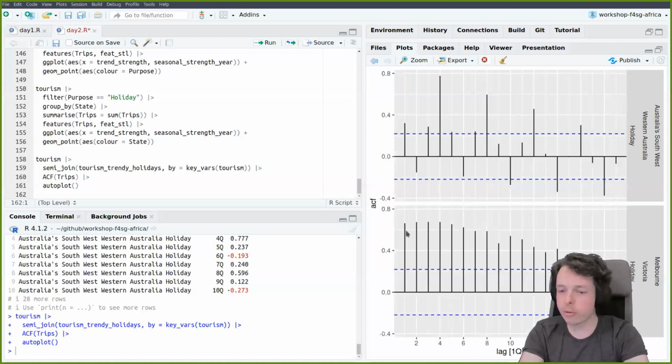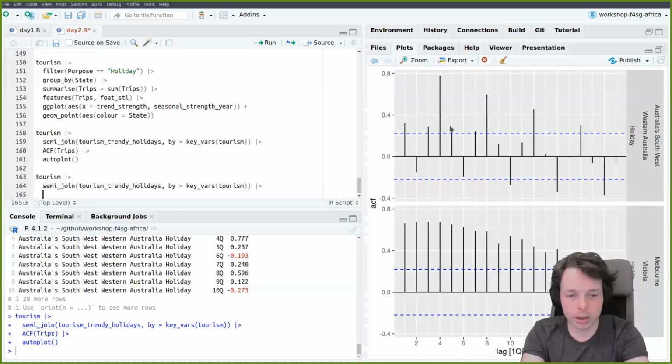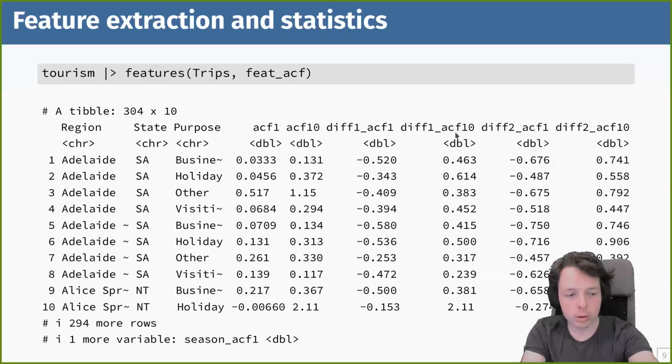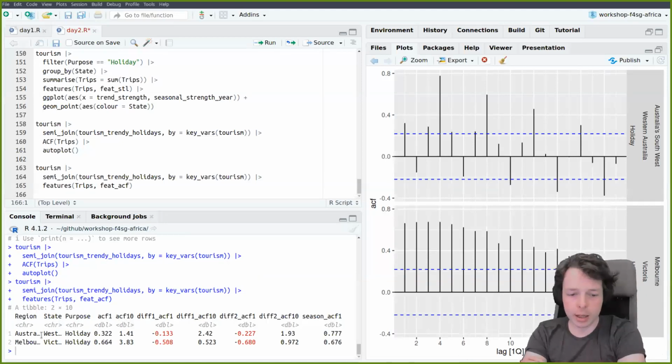But these ACFs, the values of the ACF, also provide useful features to us. The strength of the first lag is a useful feature. Maybe the seasonal lag 4, how big is that? That's a useful feature as well. So what we can do for these time series is calculate features of trips and feet STL. Feet, let me go back to the slides and have a look. Feet ACF. So you can see the first lag for Western Australia was 0.322. See that value, 0.322. And the holiday Victorian Melbourne location ACF1 was a bit larger, 0.644.